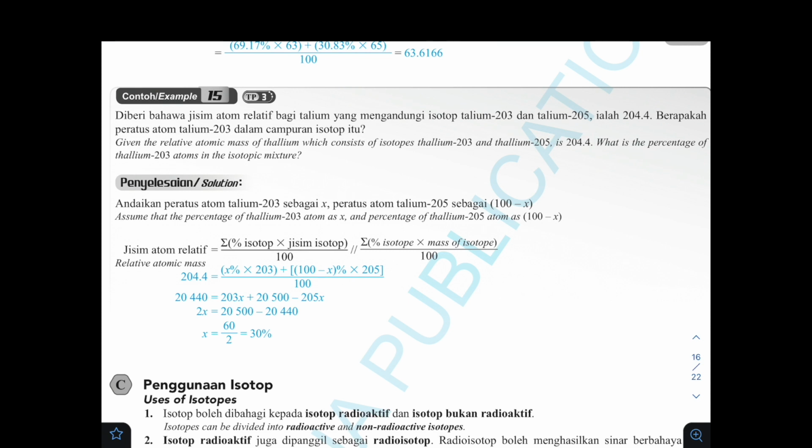Okay, kalau saya tambah soalan sikit, let's say saya nak tahu percentage of thallium 205 berapa. So, 100% tolak dengan 30%, 70% lah. So, thallium 205 is 70%.